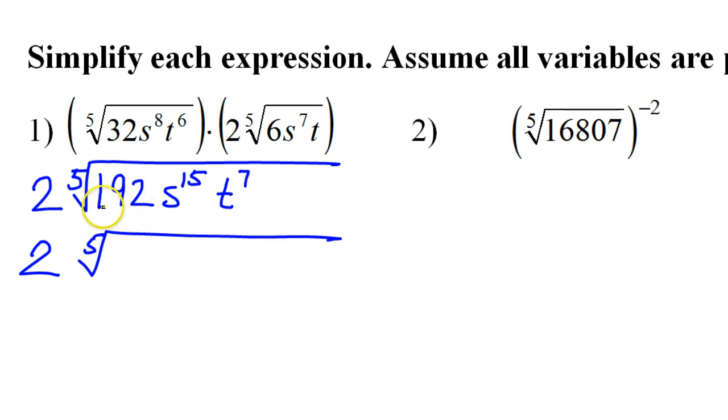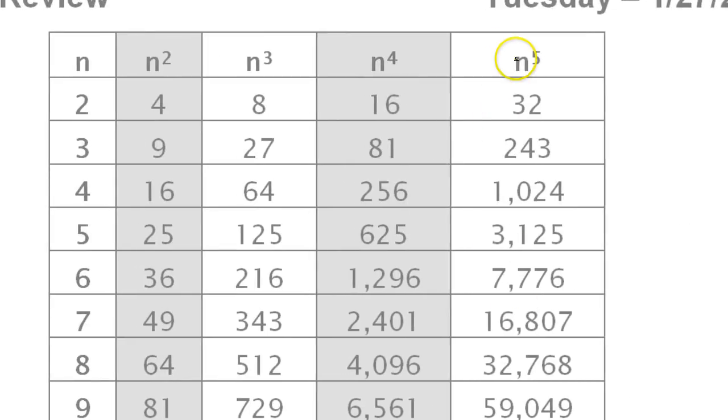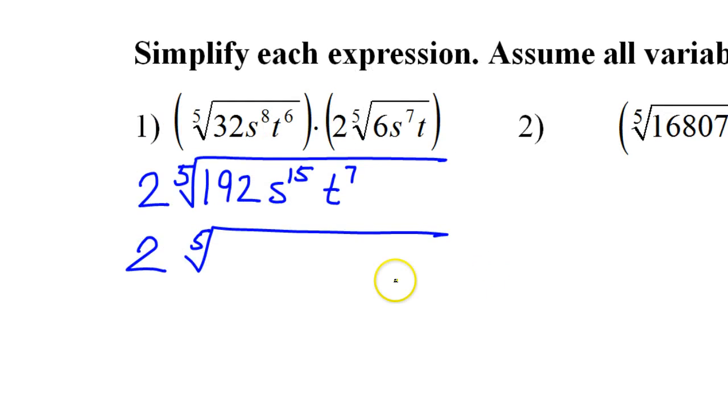Okay. First of all, looking at the 192, I need to split this apart as something I can take the fifth root of and whatever's left over. Now, from memory, I remember that 32 is actually a perfect fifth power. If you don't have that memorized, then you look at the fifth power column, and you see that 32. The fifth root of 32 is 2. So we like the 32. We're going to use that. Okay, so back to this.